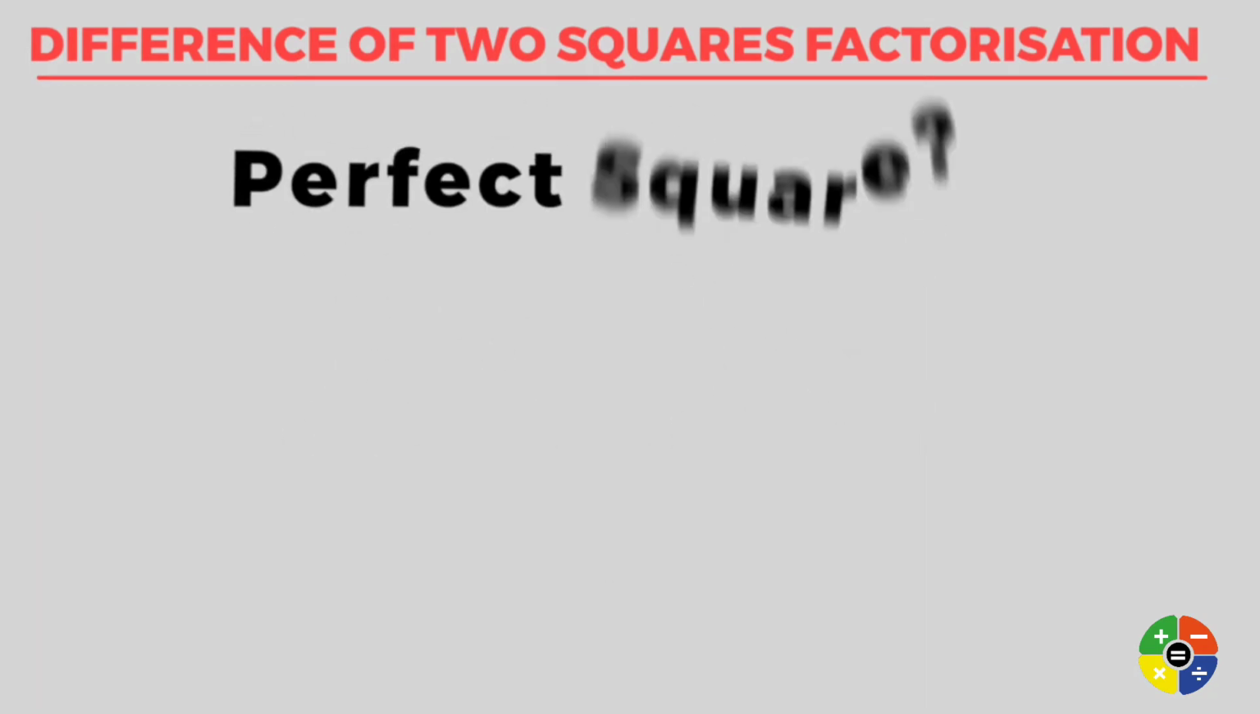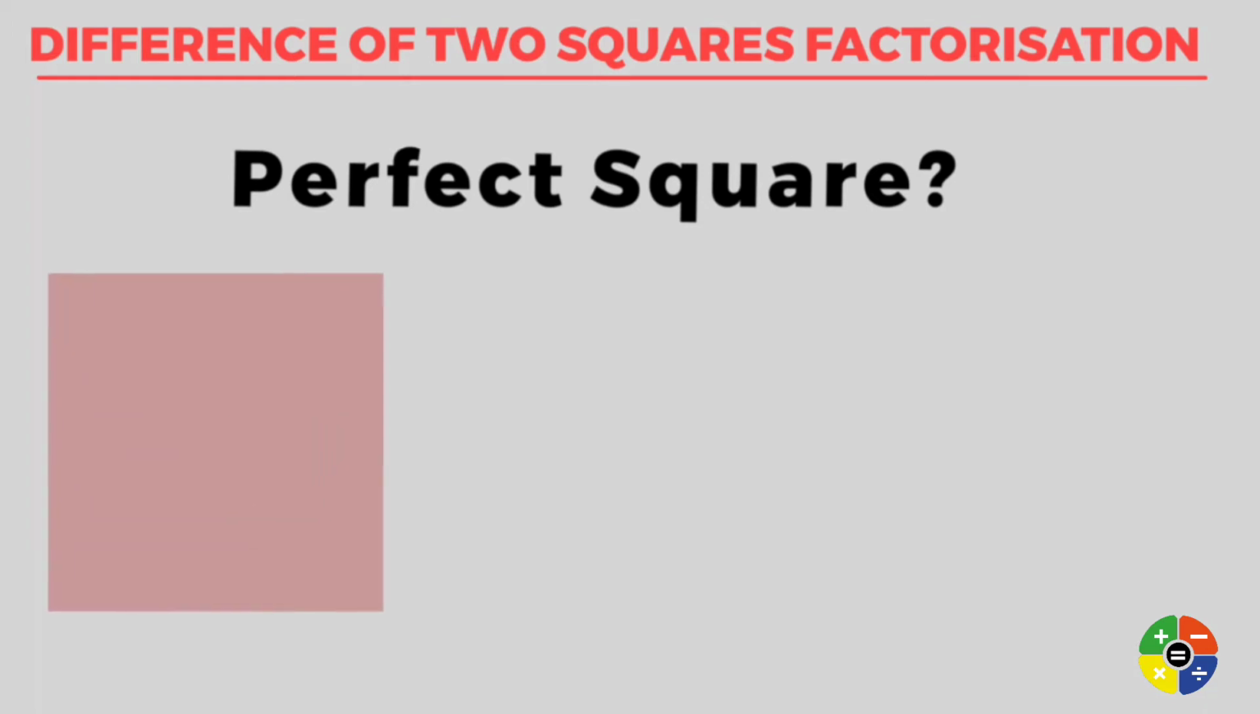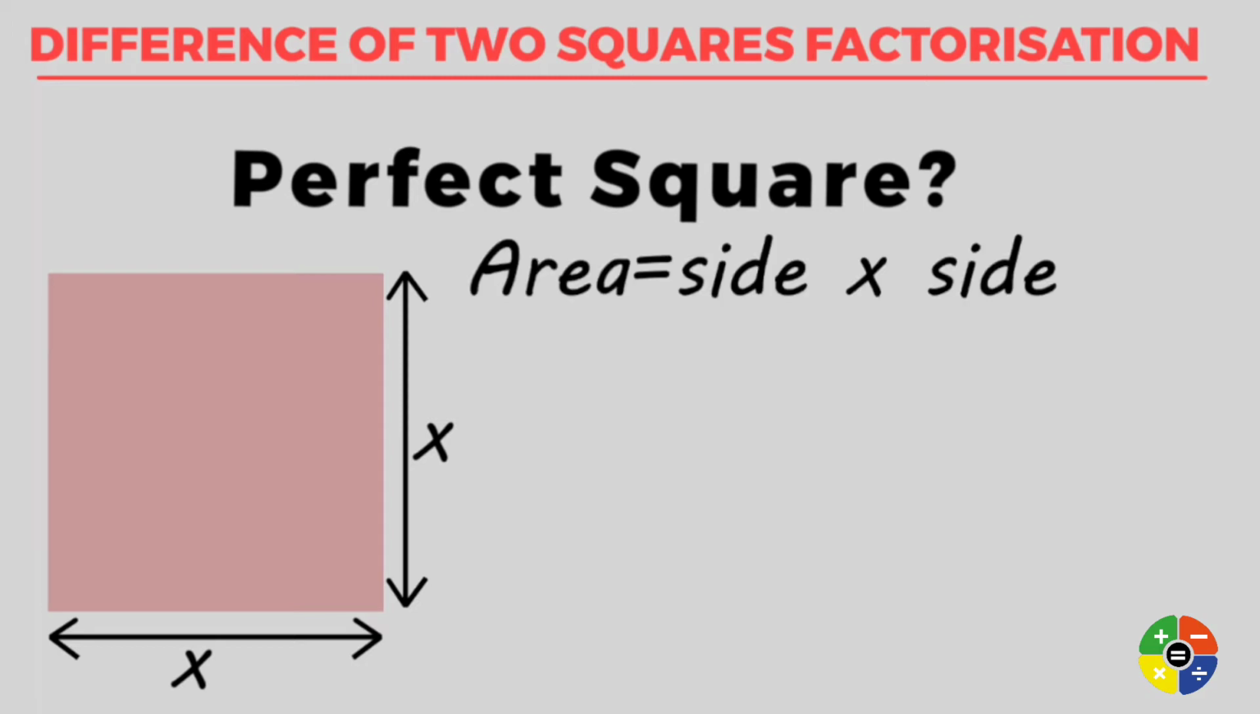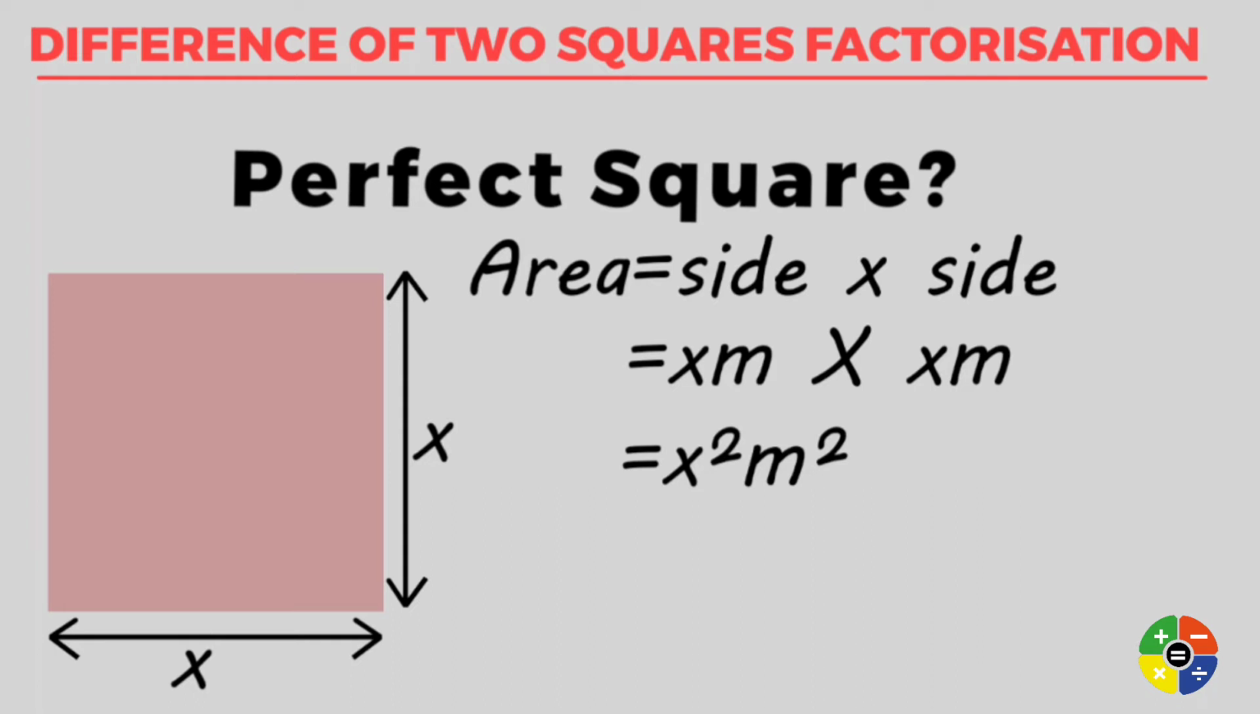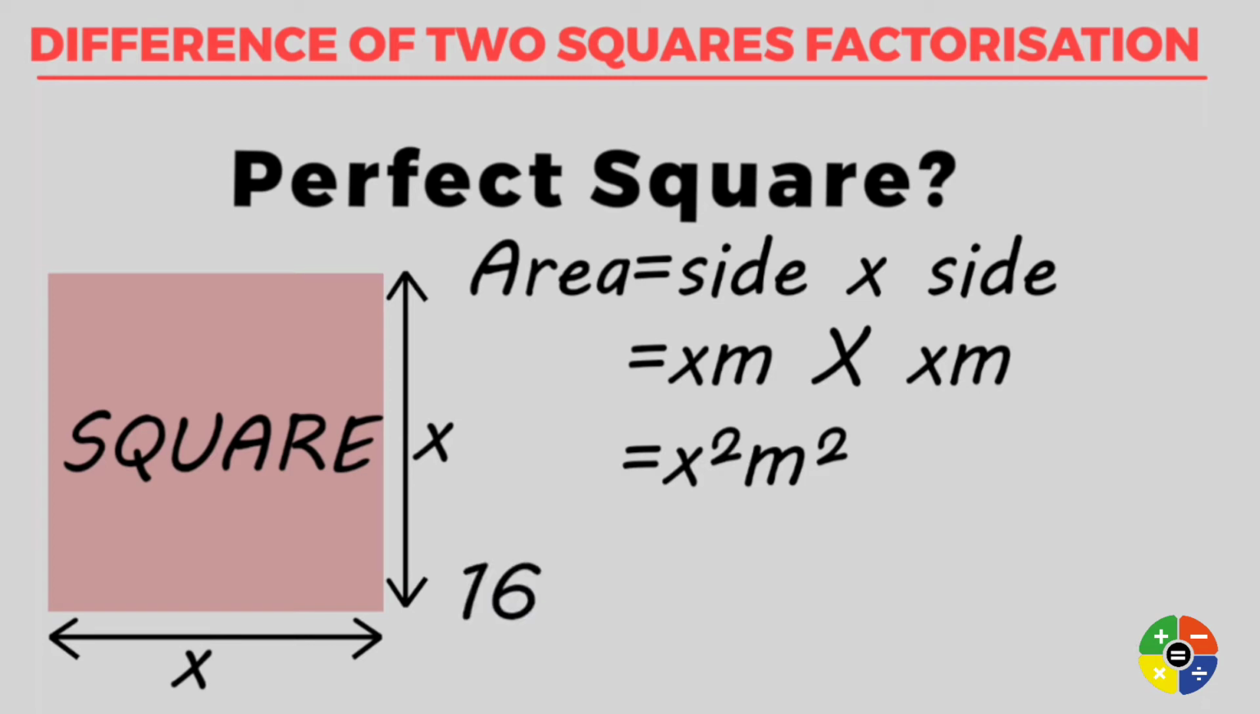What is a perfect square? In maths, we are often faced with problems that involve the product of two equal integers. For example, a garden may have equal dimensions of, say, x meters. The area of the garden can be obtained using the formula area is equal to side times side. In this case, x meters times x meters, which is x squared meters squared. We say that the garden is a square. Hence, a perfect square is a number obtained by squaring a whole number. For example, 16 is a perfect square because it is obtained by squaring the number 4.